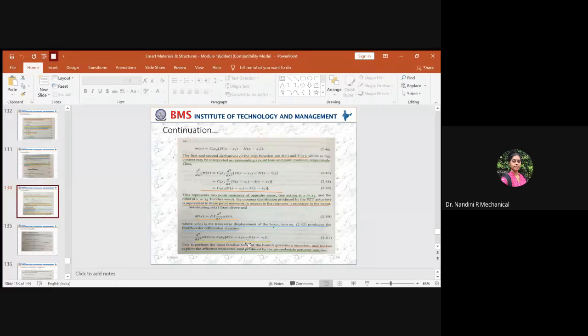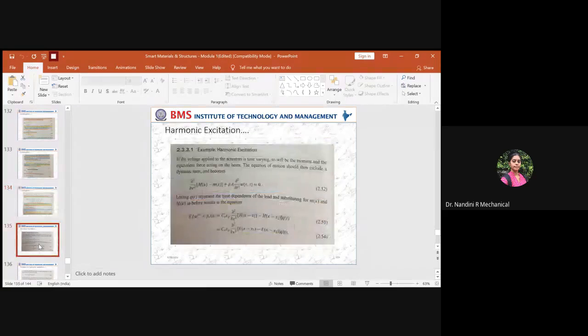So this is a common governing equation for beams, which one has to use to evaluate the effective transverse load produced by piezoelectric actuator patches. Next, we have a small example you have to understand related to the numericals. You have very few problems on harmonic excitation of your piezoelectric actuator based on the bending moment.